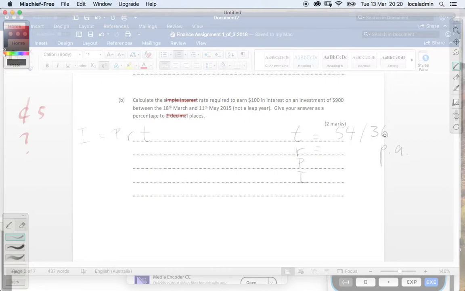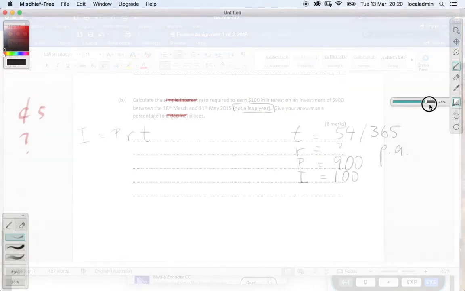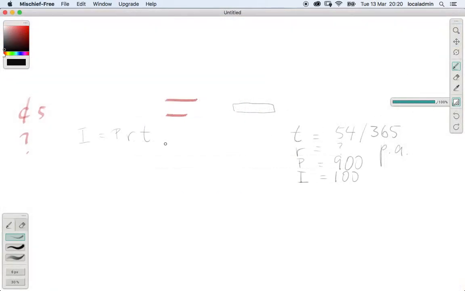And because the unit there is days, and there are 365 days in a year, this is why this little piece of information is important. If it would have been a leap year, then we would have had to put 366 there. But let's not worry about that one. So there's our time, the fraction of a year. The rate, we obviously don't know. We want to find out. The principal happens to be $900, and the interest happens to be $100. Now, that's all the information that we need. So let's work with this one now.